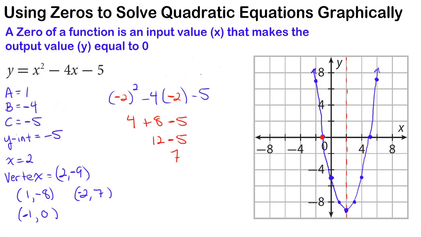So we have one right here, which is at the point negative 1 comma 0. And we have one right here, which is at the point 5 comma 0. And the solutions to the quadratic equation are the x values that give you that 0 for y. So we say that the solution is x equals negative 1 and x equals 5.